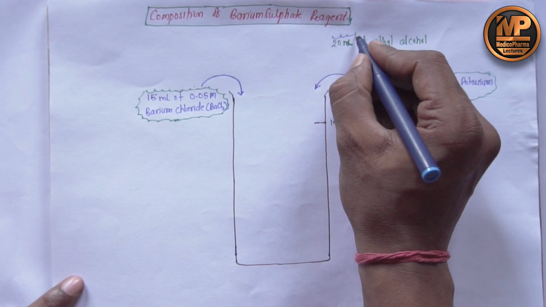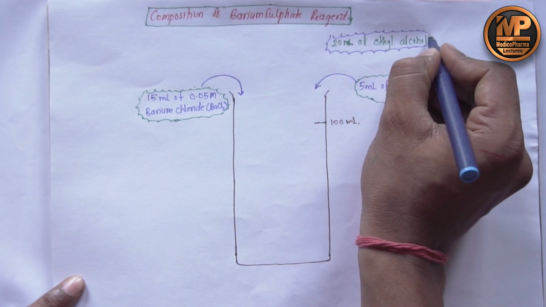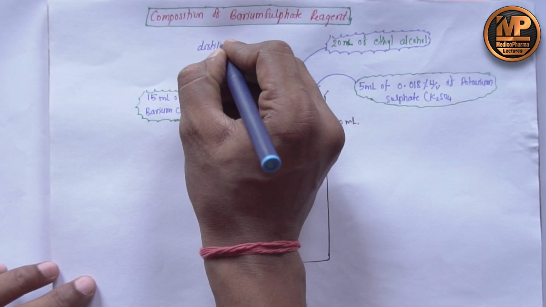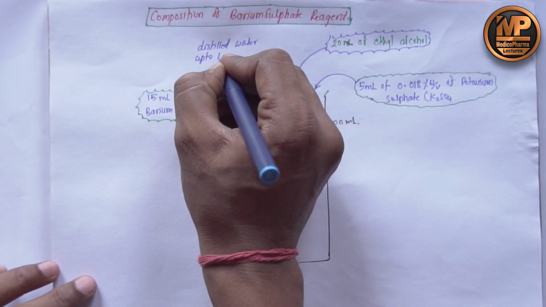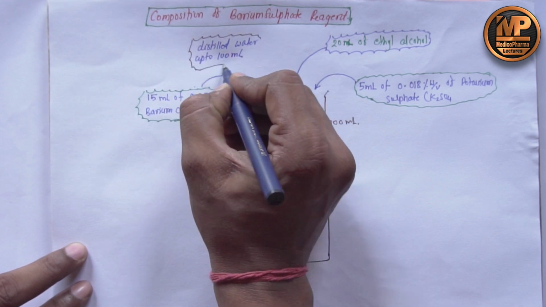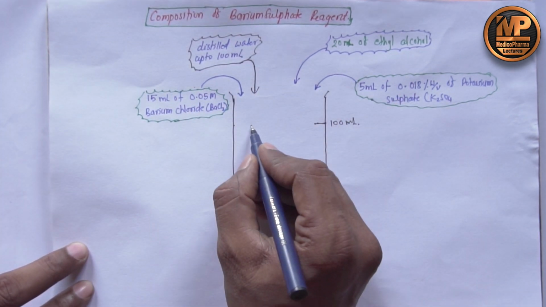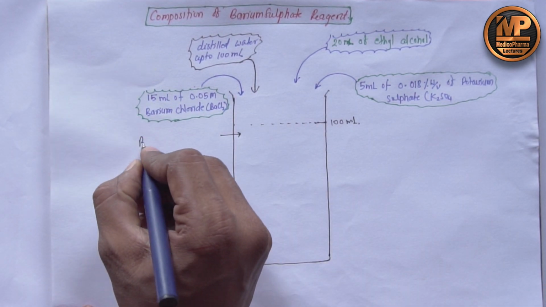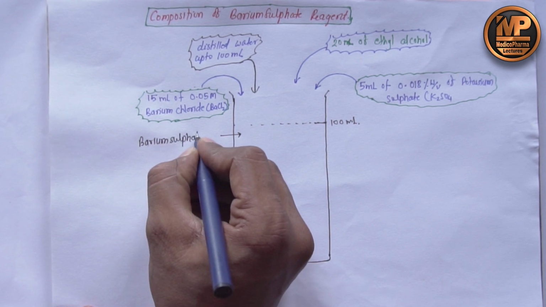Okay, and finally we are going to make up the volume up to 100 ml by distilled water. Okay, and the resulting solution is now called as barium sulfate reagent.